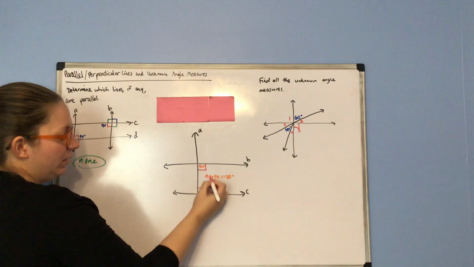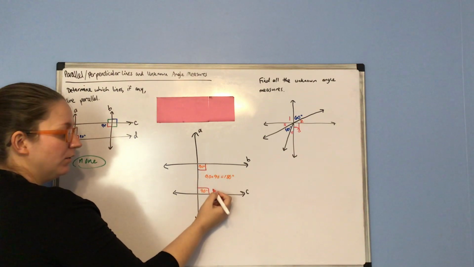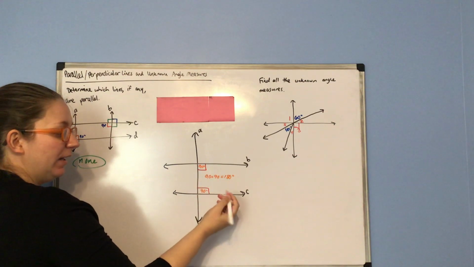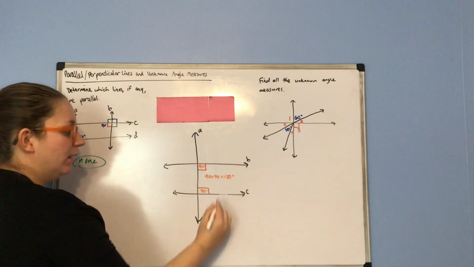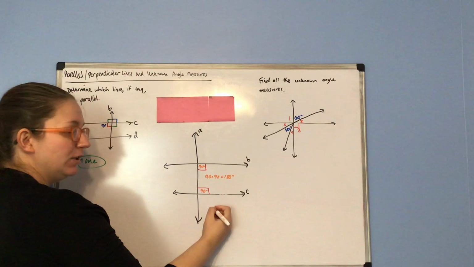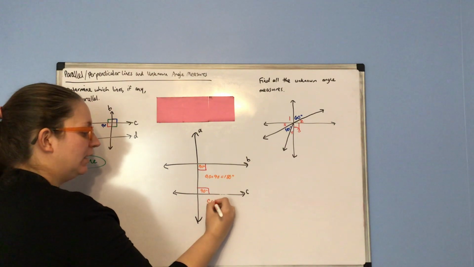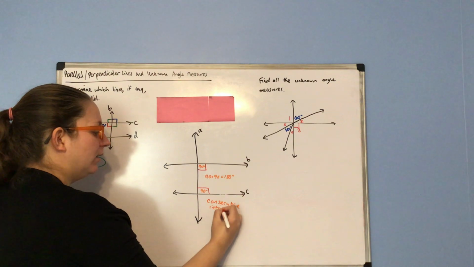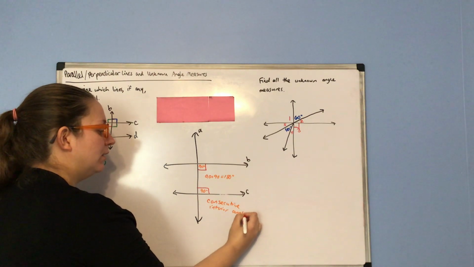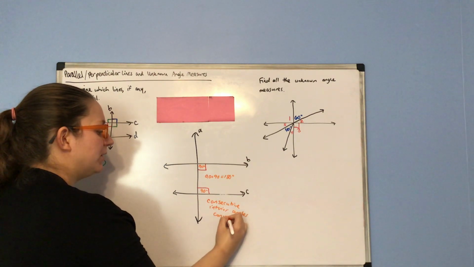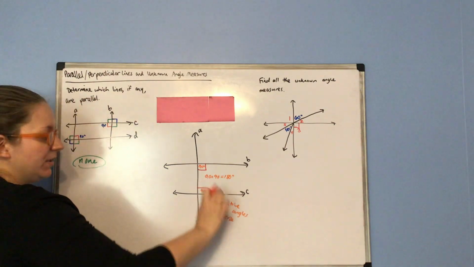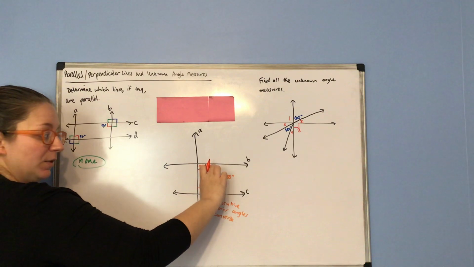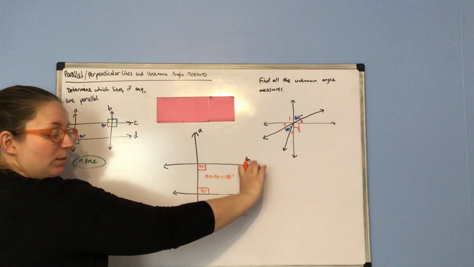So these are consecutive interior angles. Consecutive interior angles, when they are supplementary or add to 180, make the two lines parallel. So by consecutive interior angles converse, I write that down because it's kind of a mouthful. By the converse of that theorem, what that theorem says is if the consecutive interior angles are supplementary, add up to 180, then the two lines are parallel.